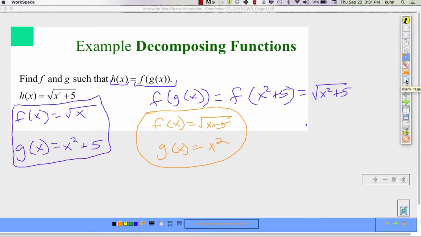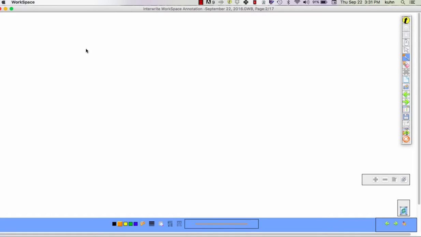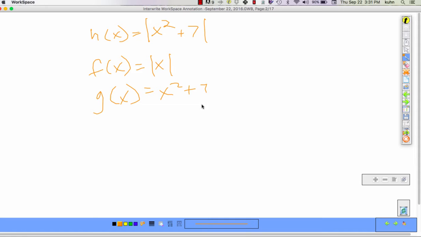So just to take a look at one more example, maybe if you had h of x as the absolute value of x squared plus 7, and then if we want to make an f of g of x, then we could make f of x be equal to the absolute value of x, and we could make g of x equal the x squared plus 7, which would then lead me to my f of g of x being equal to my h of x, because that's what would get substituted in.